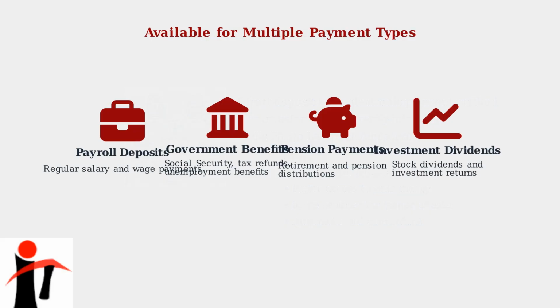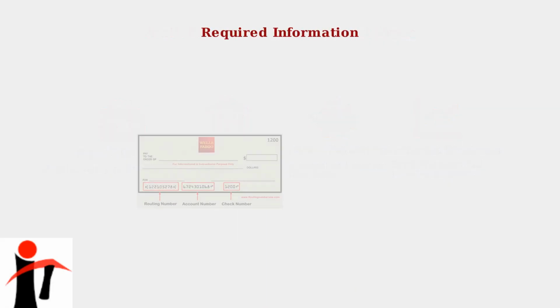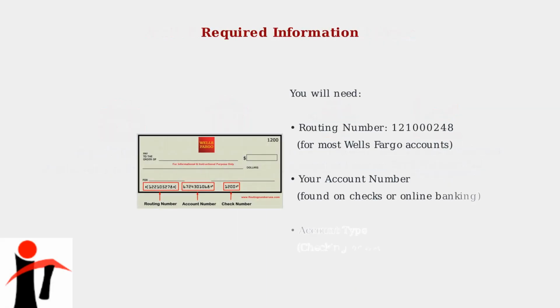Wells Fargo Direct Deposit is available for various types of payments. You can use it for payroll deposits from your employer, government benefits like Social Security and tax refunds, pension payments, and investment dividends. To set up direct deposit, you'll need 3 key pieces of information.